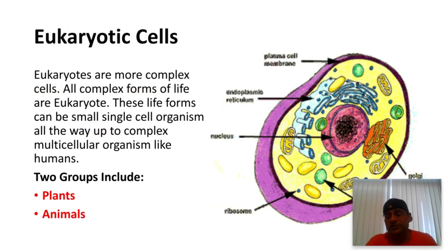Next one. This is the big focus that we're going to be on. Eukaryotic cells. These are more complex cells. All complex forms of life are eukaryotes. These life forms can be small single-cell organisms or very complex organisms like humans and elephants. Okay, two major groups are going to be plants and animals. We're going to discuss a little difference about those.